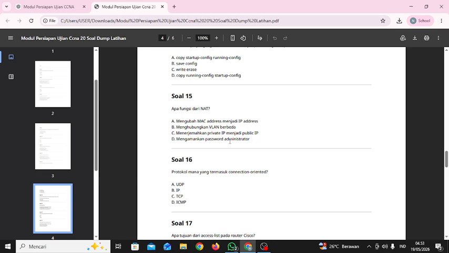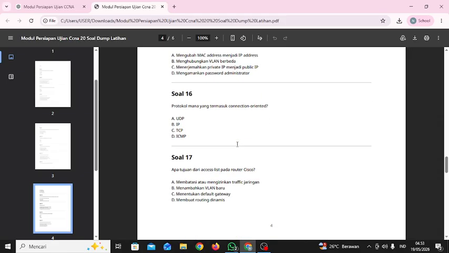NAT stands for Network Address Translation. It allows private IP addresses to communicate with the internet using public IP addresses. Benefits: it conserves public IP addresses, adds basic security, and enables internet access. NAT is widely used in home and enterprise networks. And next question.